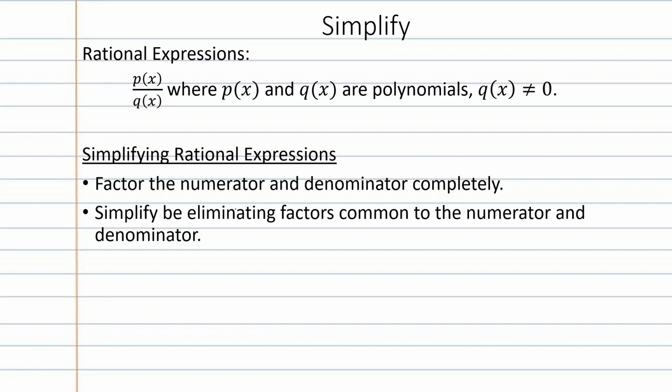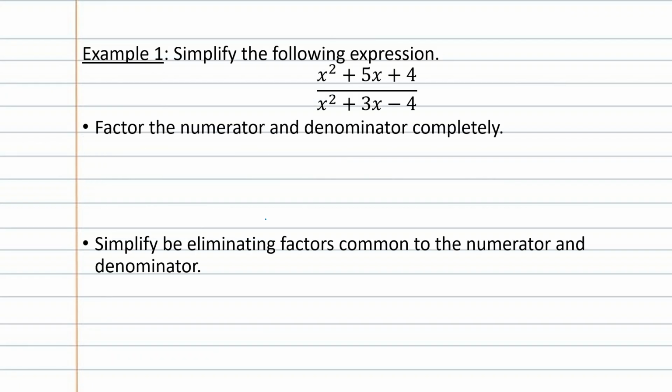Okay, we're going to look at simplifying rational expressions. In order to do that, we're going to have to factor both the numerator and the denominator completely. And then once we have those both factored, we can usually simplify by eliminating factors that are common to both the numerator and the denominator. Okay, so let's do an example.